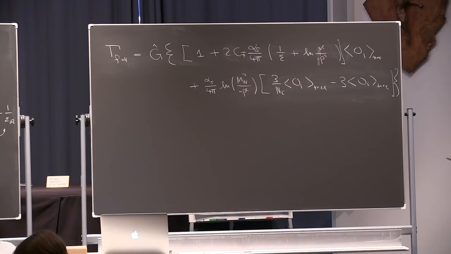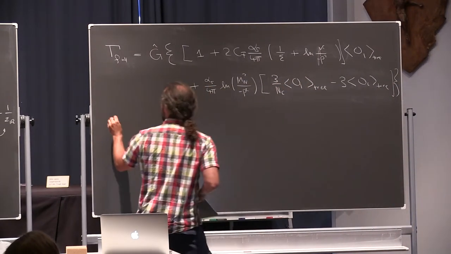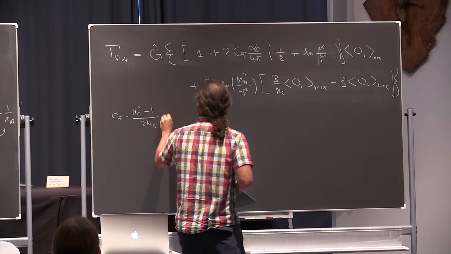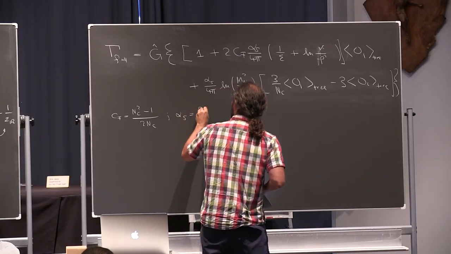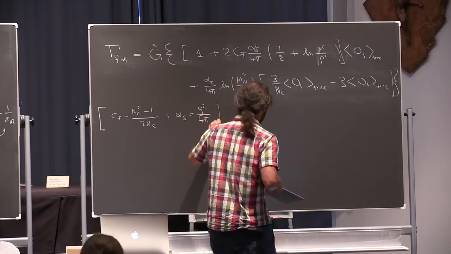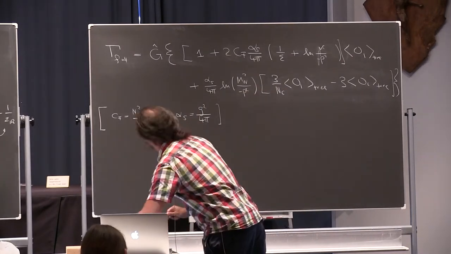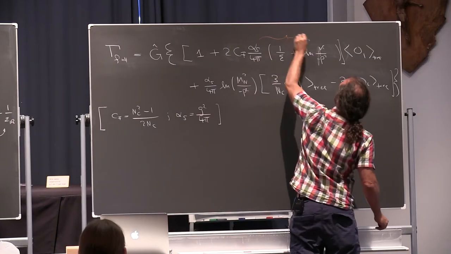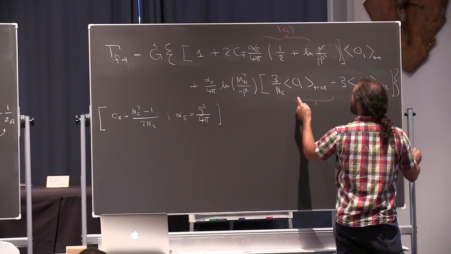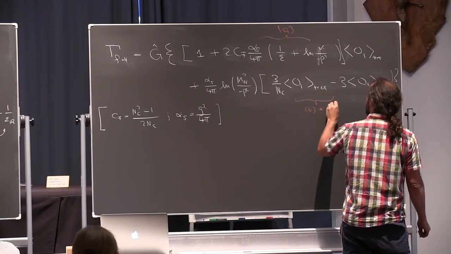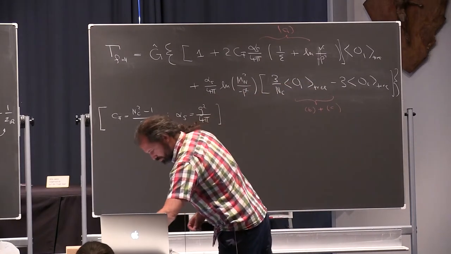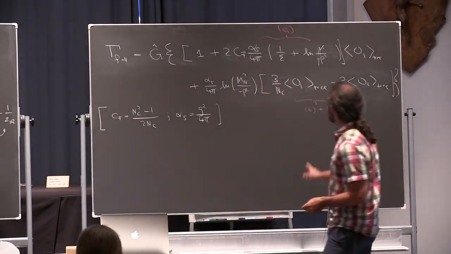So that is the full theory result. This CF is just number of colors squared minus 1 over 2 number of colors. And the alpha s here is the strong coupling constant squared over 4 pi. And in terms of diagrams, this first line here is diagram A. The second line here is what you get if you compute diagrams B plus C. Good, so that's the full theory result.